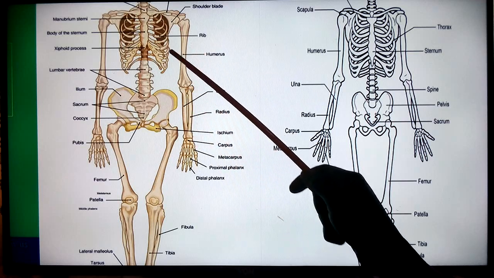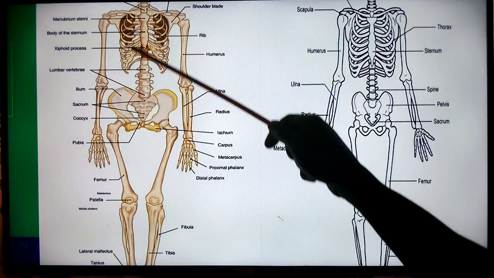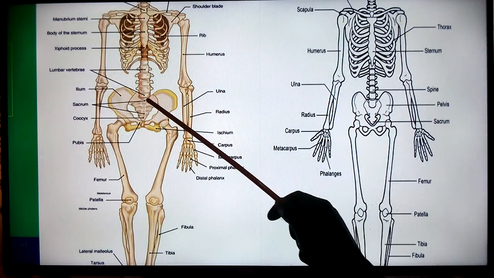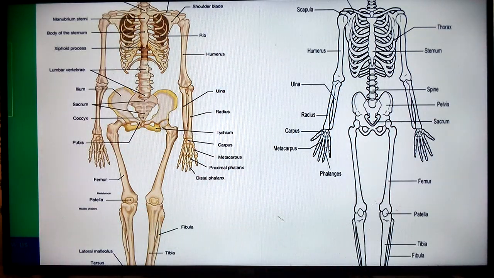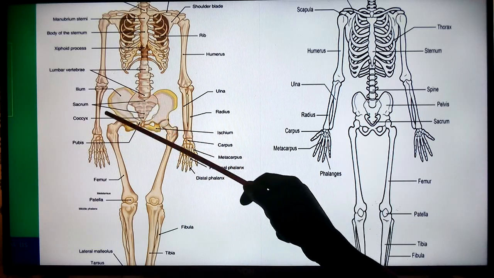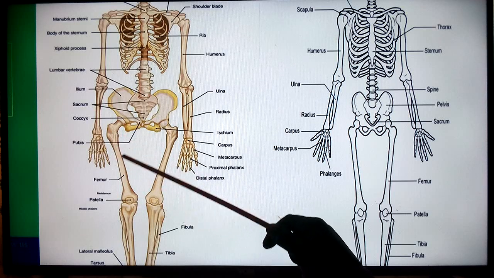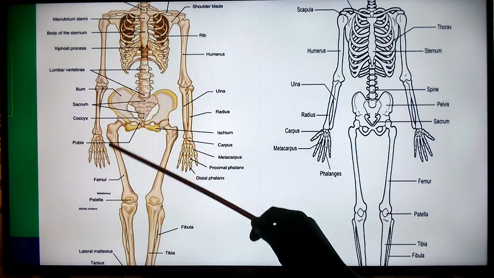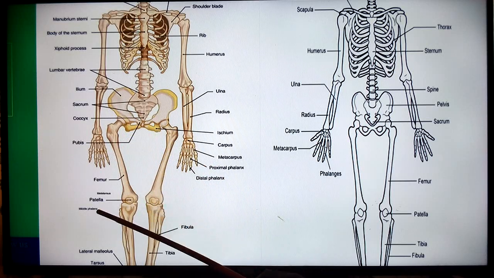Now in this case, as we said, this forms part of the axial system. Now for the appendicular system, which forms part of the limbs, the upper and the lower limbs, basically we're going to see that it's forming this part of the pelvic girdle. And then we have the femur, which is the first bone that is joining the pelvic girdle to the lower limbs. And then the patella.